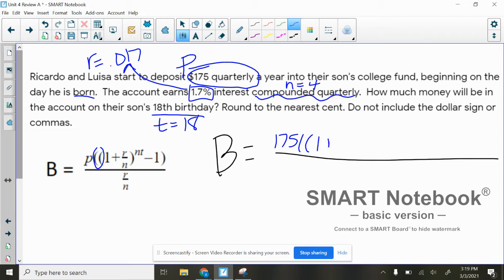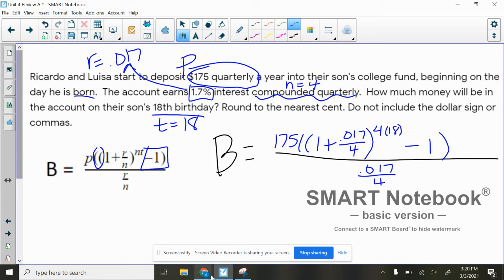So we have 1 plus 0.017 divided by the n value of 4, to the 4 times 18 as my exponent. But we are not finished because on the end, we have to have that -1 with the closing parentheses. So make sure you have all of that in there. The numerator is hideous, but the denominator is not that bad. It's just r over n. So 0.017 divided by 4 goes in the denominator.